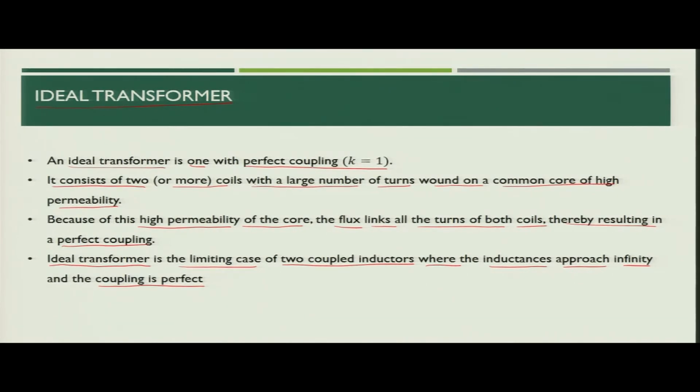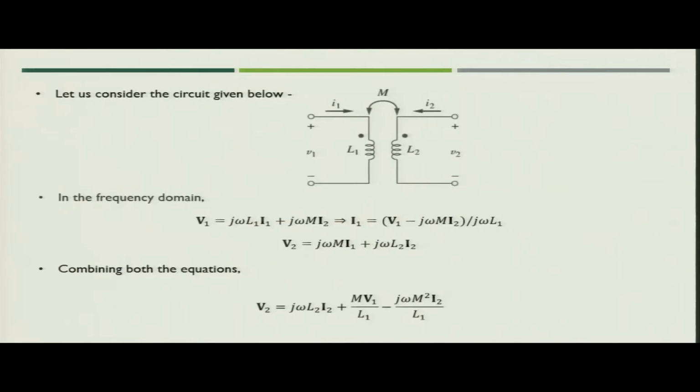So, to understand this more clearly, let us consider one circuit of the ideal transformer. So, in this case, if you see V1 is applied on the left side of the coil, V2 is at the right side of the coil, M is the mutual inductance, L1 and L2 are the self inductances of both coils.